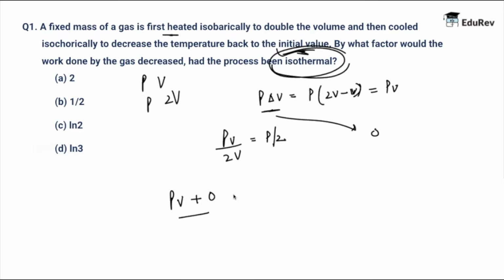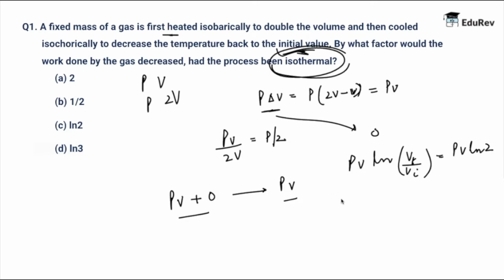So if I am going to add both, they are going to be PV. And for isothermal expansion, work done is going to be what? So for isothermal expansion, the work done is nothing but PV ln of Vf by V initial. This will be equal to PV ln 2.